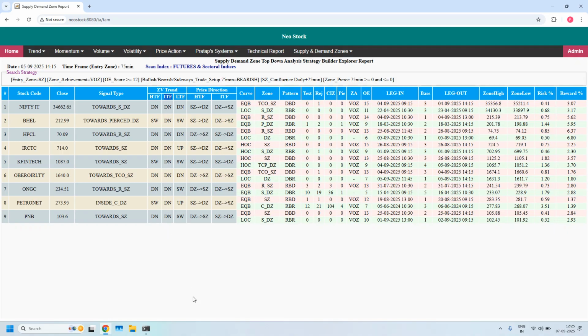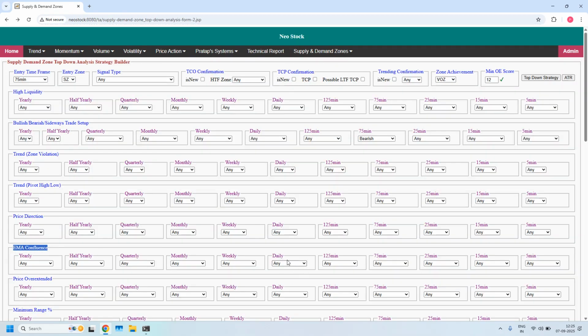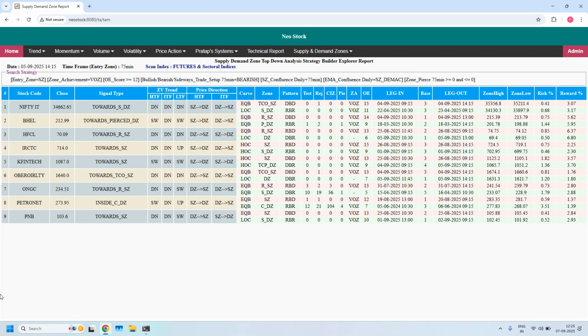Because the daily trend is a downtrend, we can apply EMA confluence on the daily supply zone. So let's verify EMA confluence on the daily supply zone. Because the daily trend is a downtrend and inside the daily zone, the 75 minute supply zone is overlapped. Let's filter. We got 9 stocks. So these 9 75 minute supply zones might be having more high probability to get success, provided less than 20 checklist items are satisfied. Otherwise, there are higher chances of zone violation.